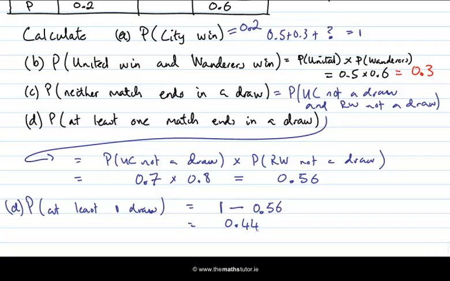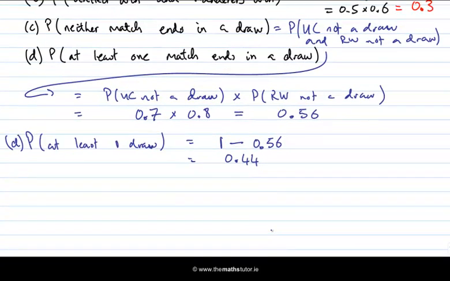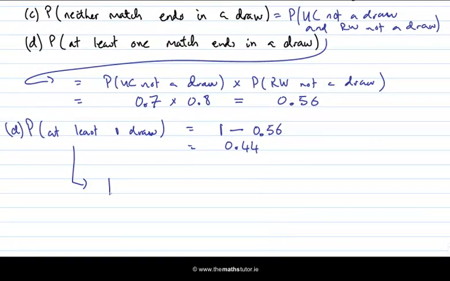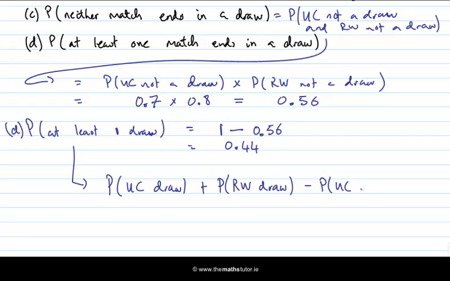Now, there's another way to do that, and we'll just check that it works. We could do that using the addition rule, and we'll check that we get the same answer. This is also equal to the probability of United City drawing plus the probability of Rovers Wanderers drawing minus the probability of both of these happening, United City and Rovers Wanderers draw. So let's see that we get the same answer. So, the probability of a United City draw, I'll have to scroll up now to read off some of these from the table.